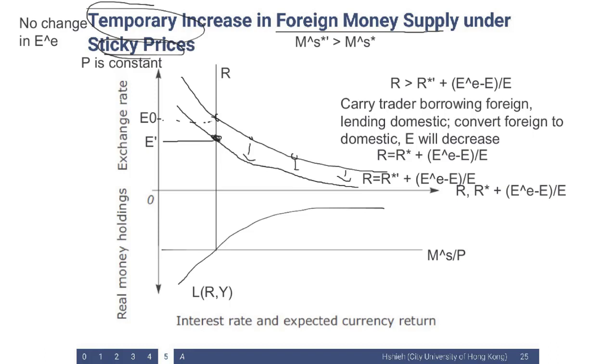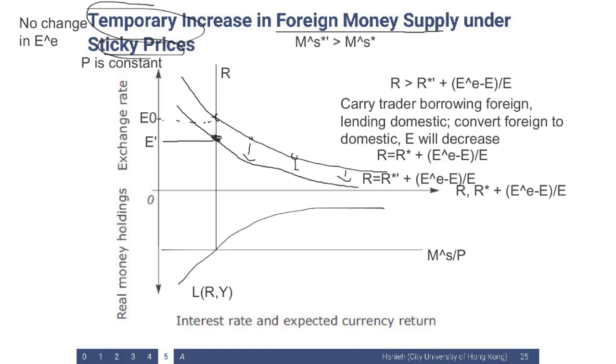Okay, so lower foreign interest rates, right? Then carry traders will borrow foreign and lend out domestic. In doing so, they have to convert foreign currency to domestic currency. That means they have to sell foreign and buy domestic, and that means the domestic currency is getting stronger. So E has to decrease. Yes?